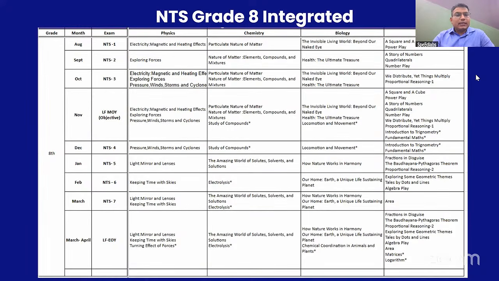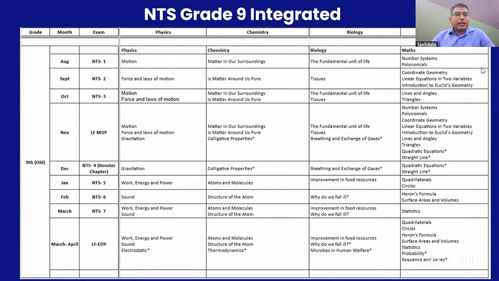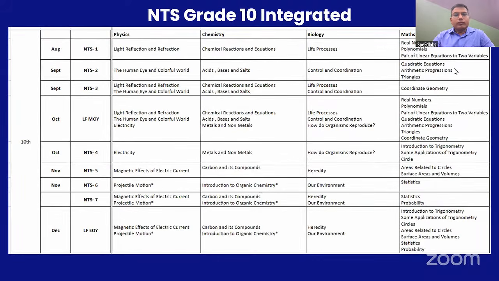Again, for the 8th grade syllabus also, we have the first chapter for physics, chemistry, biology. And for mathematics, we have 2 chapters. You can take a screenshot of the starting 2 chapters. For 9th grade NTS 1, we have the first 3 chapters for physics, chemistry, biology, and 2 chapters from mathematics. We do have an NTS for the 10th grade also.